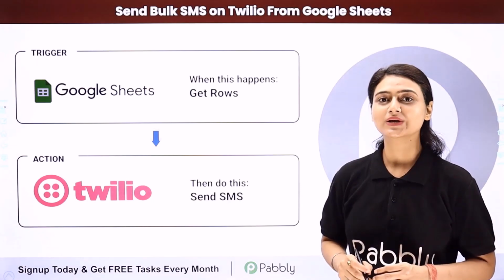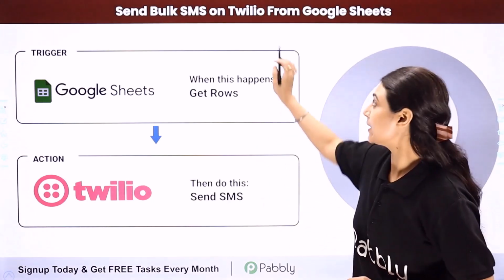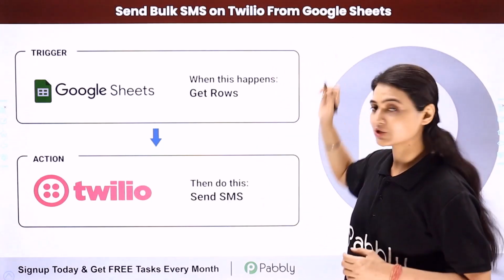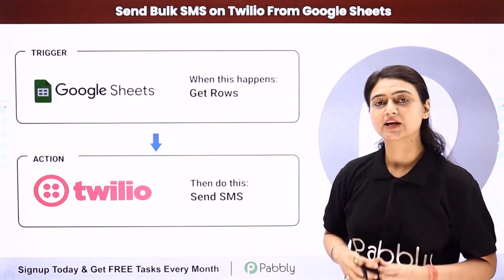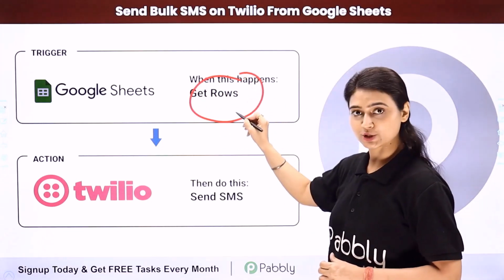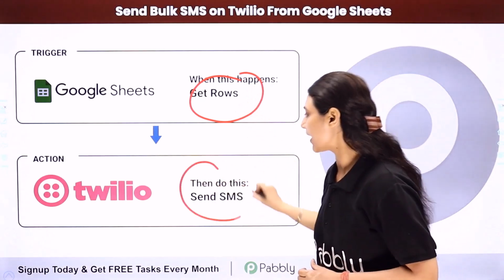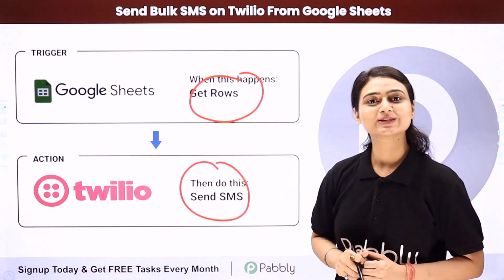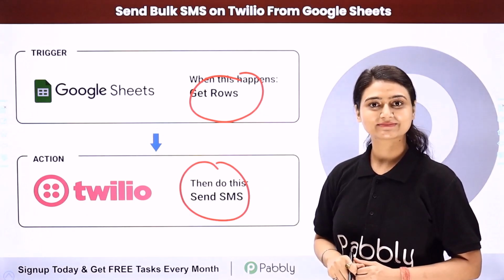In this video, we will learn how you can automatically send bulk SMS on Twilio from Google Sheets. So with the help of Pabbly Connect, we are going to get all the contact details and message details from Google Sheets and send bulk SMS via Twilio. Come to my screen to see how we do this.